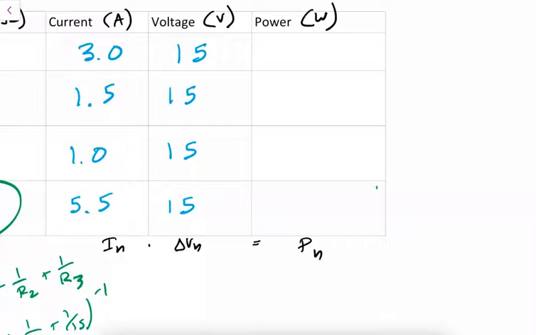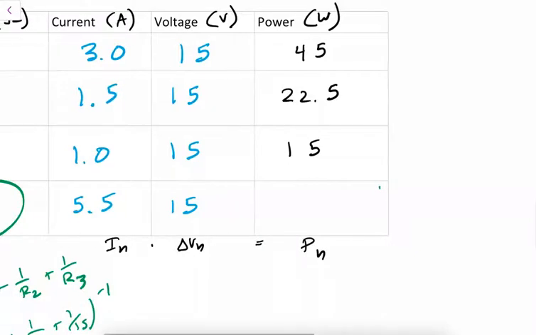So I end up with 3 times 15, which is 45, 1.5 times 15, which is 22.5, and then 15. And also then 5.5 times 15, 82.5. Now it'd be really hard to get this wrong because this is just, I think, like the commutative property. 45 plus 22.5 plus 15 gives me 82.5, so that checks out.